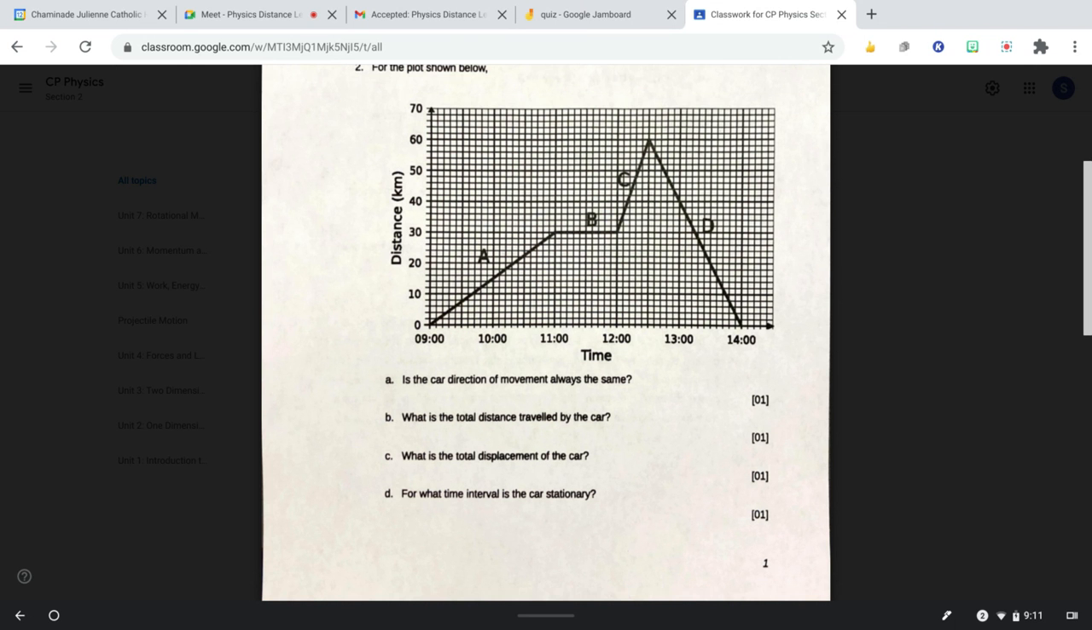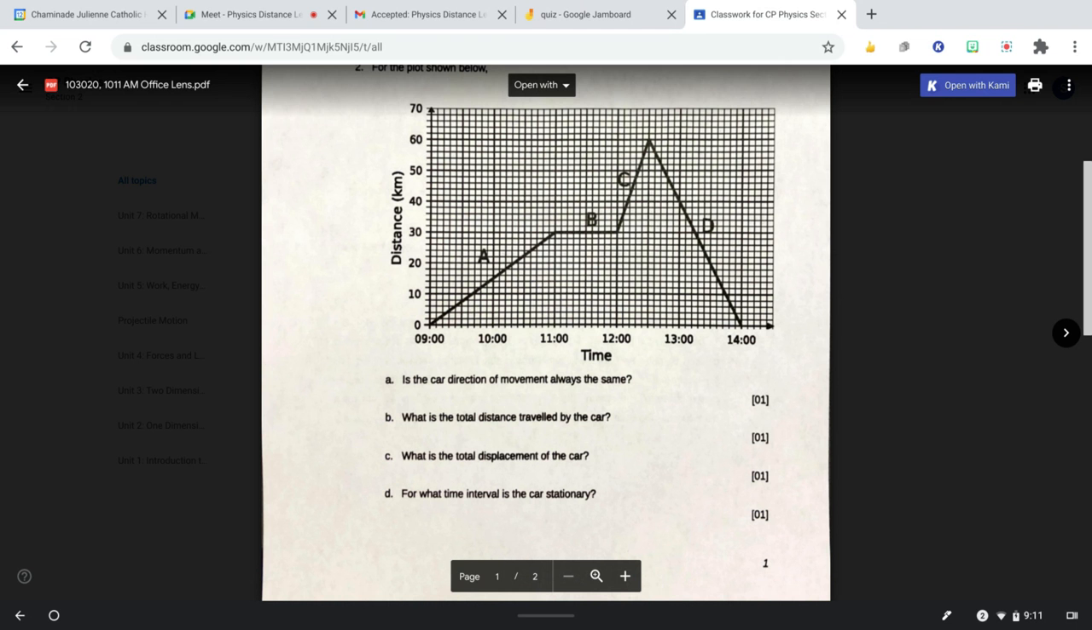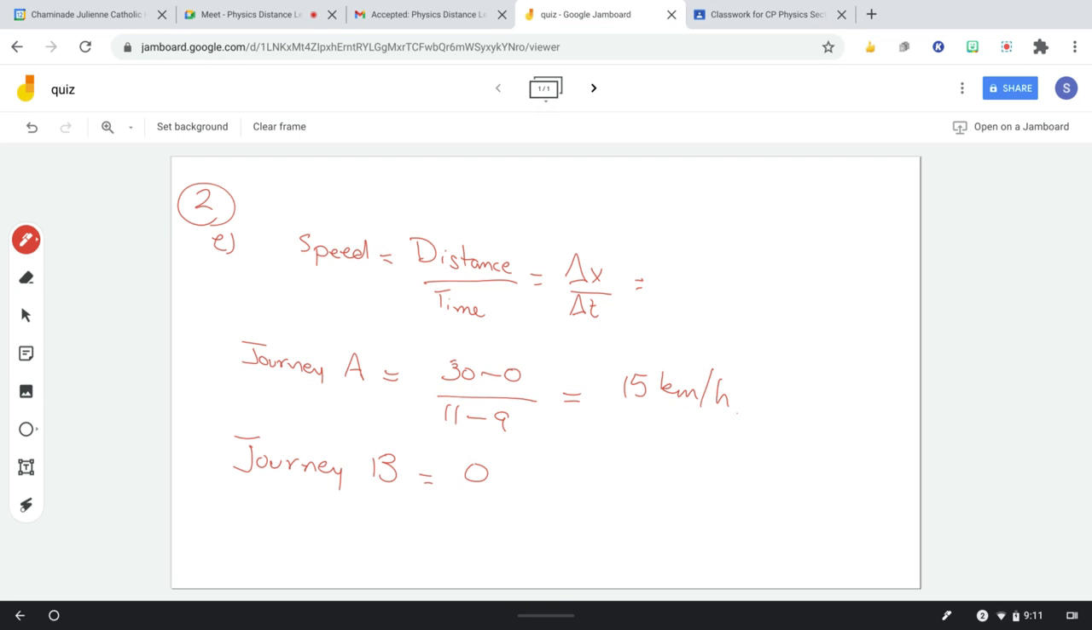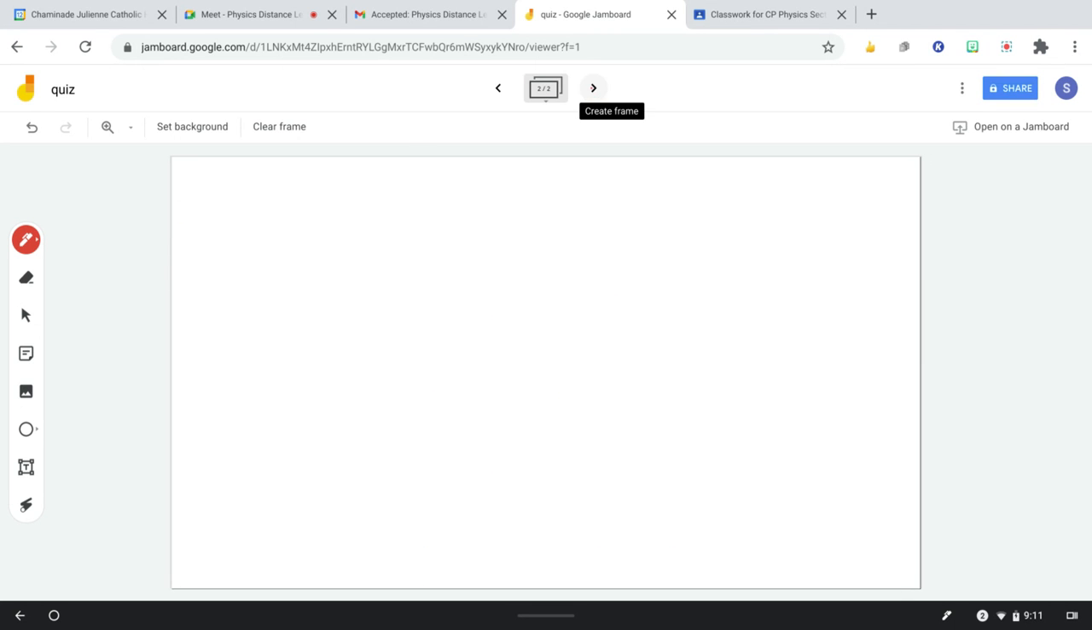For part C now, you had covered 60 kilometers, or an additional 30 kilometers. So you moved from 30 kilometers here to 60 kilometers in a time span of 30 minutes, or 0.5 hours. So journey C then is 60 minus 30 over 12.5 minus 12, or 30 by 0.5, and that would give you 60 kilometers per hour, right?